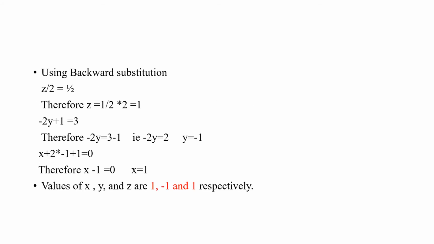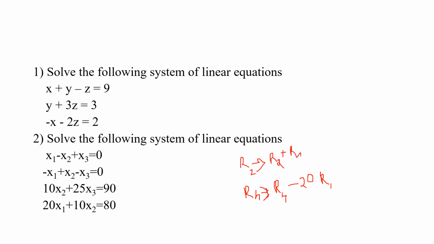So how to find x, y and z using backward substitution is shown in this particular slide. Please go through the steps. The values of x, y and z are 1, minus 1 and 1 respectively. Now you can try these two problems using Gauss elimination and back substitution method.